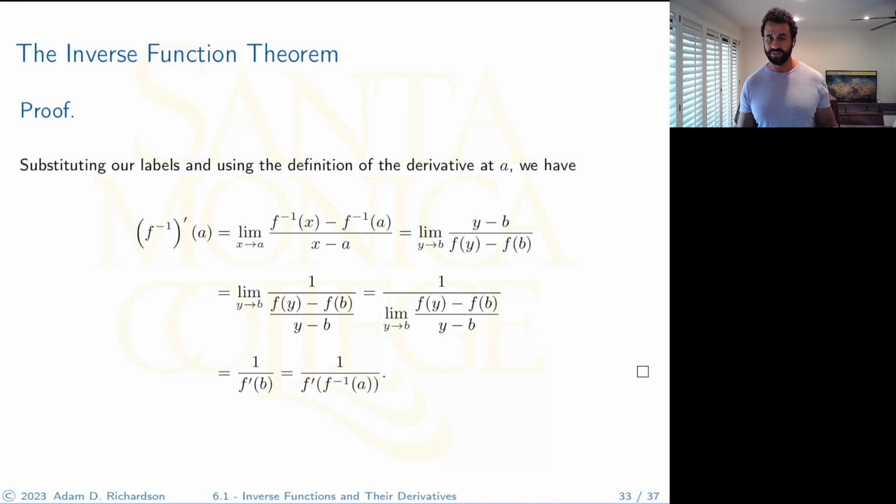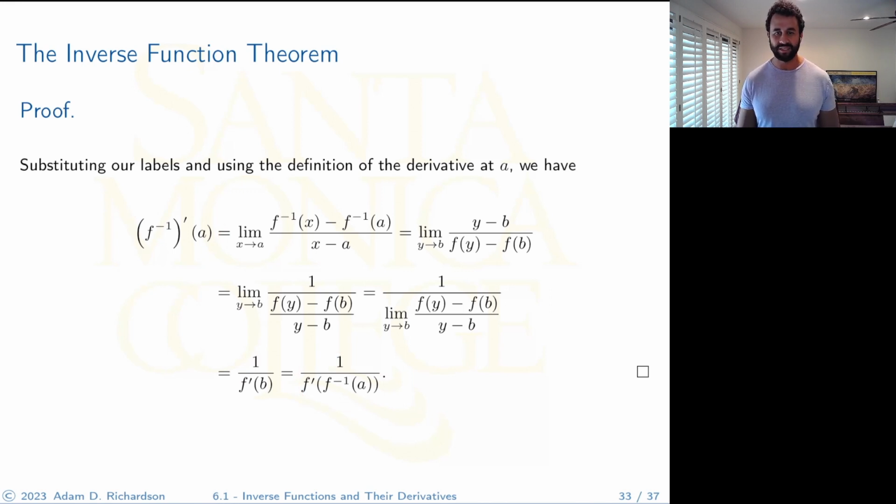But what is b equal to? Remember, b is f inverse of a. So we can substitute f inverse of a for b. And voila, there's the proof. Now we have that formula. So the derivative of f inverse at a is 1 over this expression.